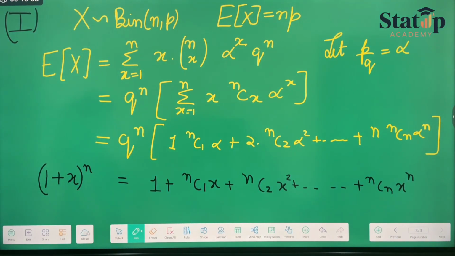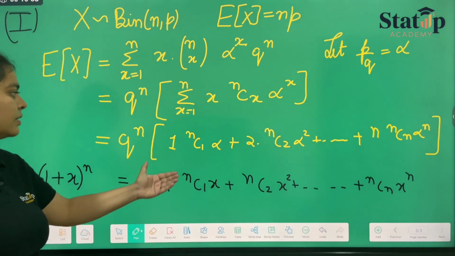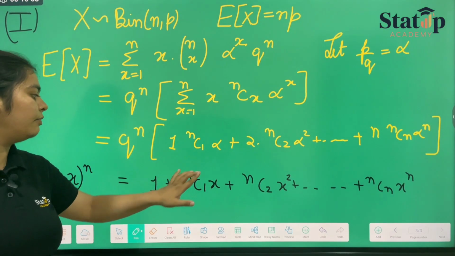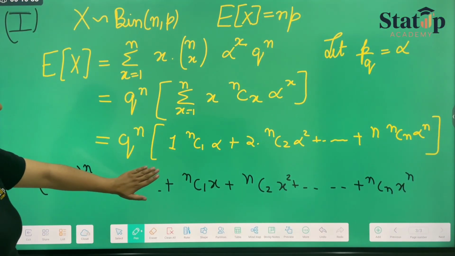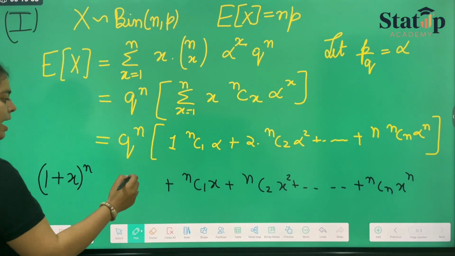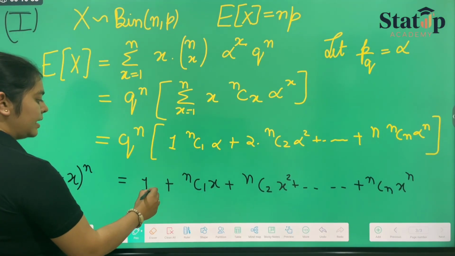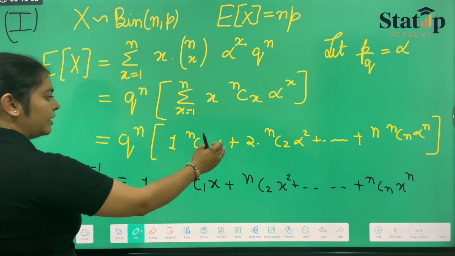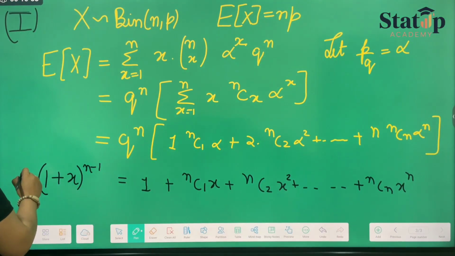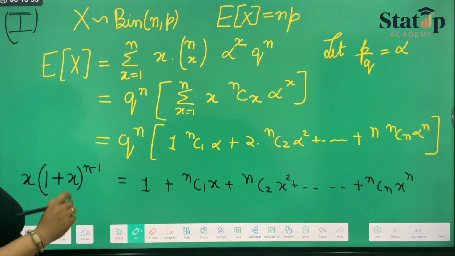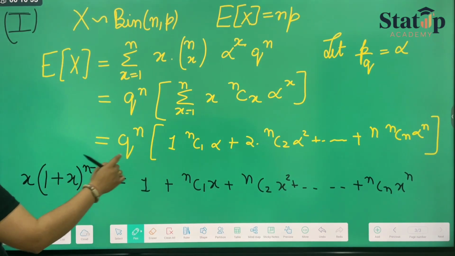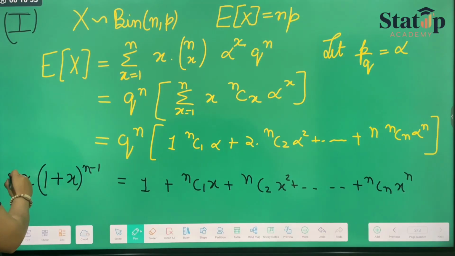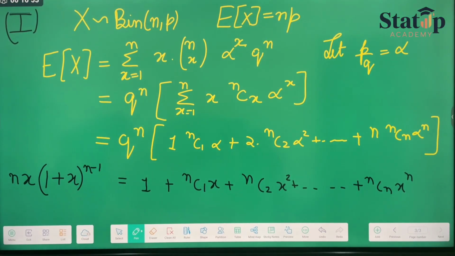Okay, but here if we compare this with this, the first term we should get is 1 into nC1 alpha. So we have to convert this into this. If I have to convert 1 into this, then I have to multiply nC1 here, which will be n minus 1, alpha raised to the power 1 also, which will be x here, and one more thing we'll multiply, which is n, because 1, 2, 3 up to n are getting multiplied, so we will be getting it equal to n.